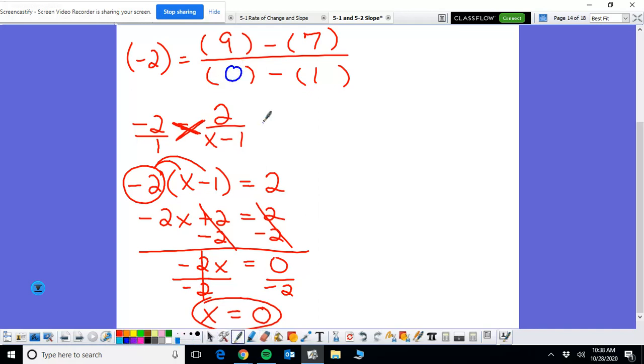I'm going to plug my 0 in and see if we got the answer right. 9 minus 7 is still 2. 0 minus 1 is -1. 2 divided by -1 is, guess what? -2, which I'm not going to circle. That's not the answer. That's the check, if you will, which it's supposed to be -2. So we did it properly. Your answer here, the x value, was 0. So this is definitely one of those tricky problems, class.